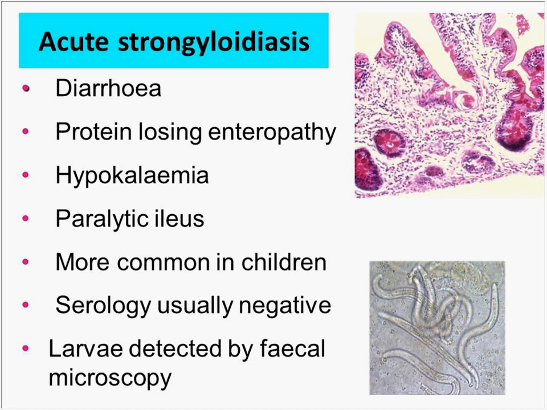People with strongyloidiasis mainly present with diarrhea and protein losing enteropathy, so there's a lot of protein leaking into the small intestine. A nice study done in Darwin identified that kids with strongyloidiasis had a much higher likelihood of having hypocalcemia.